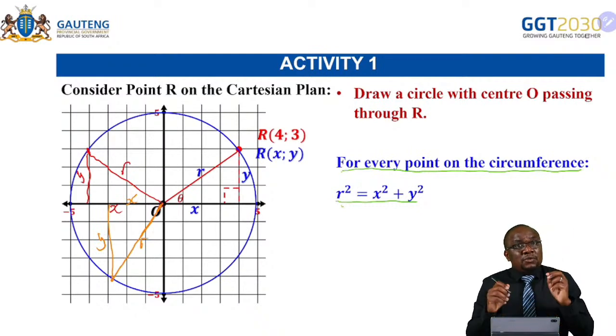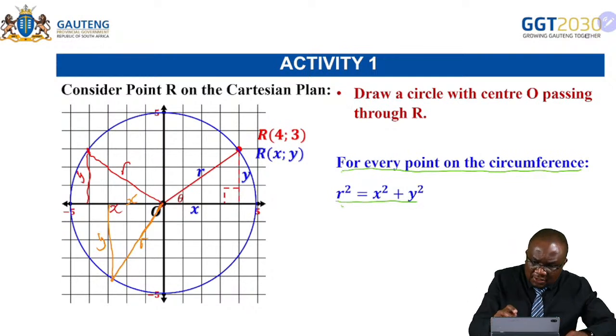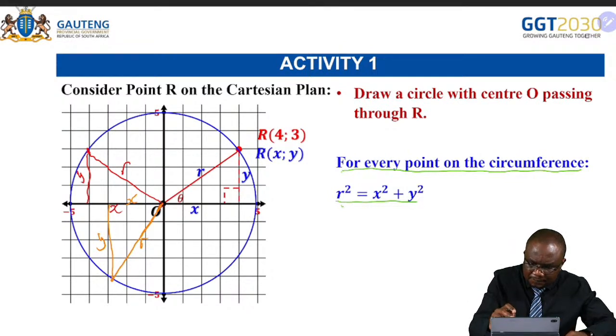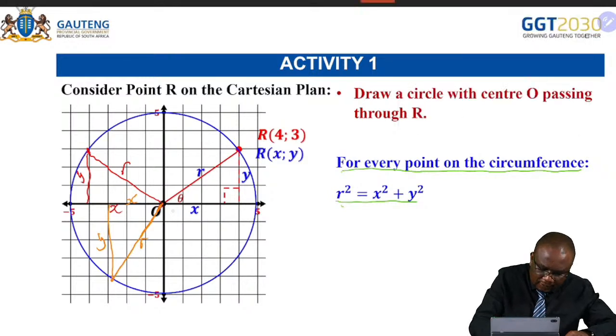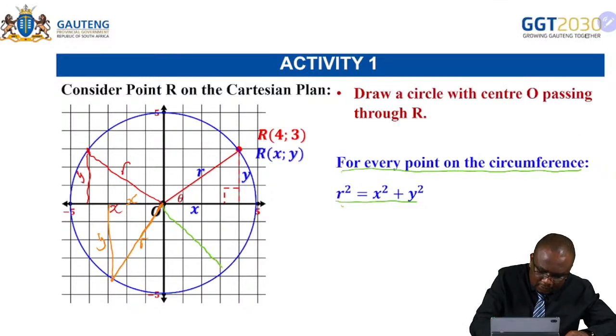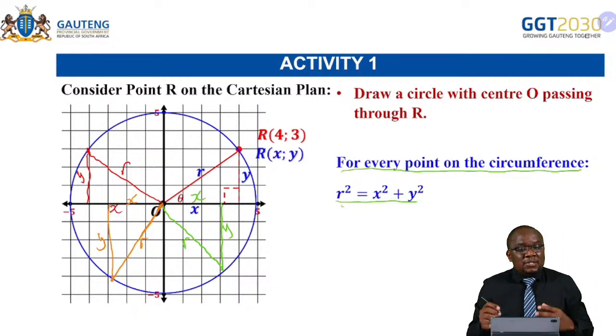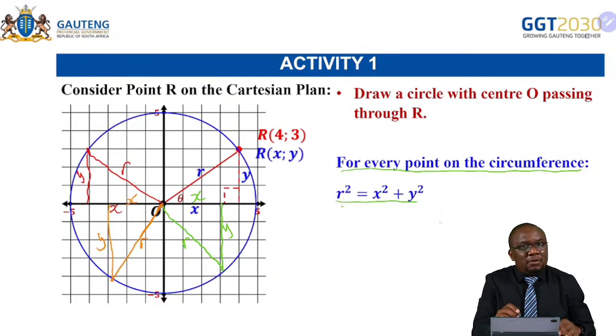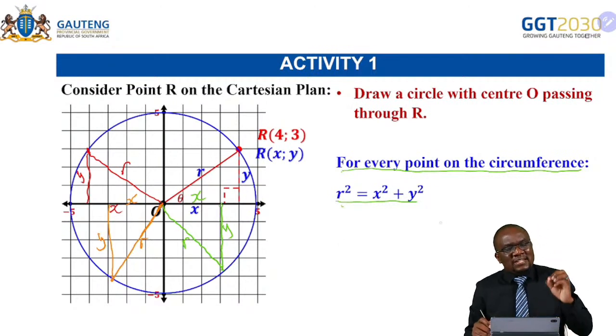R squared is equal to x squared plus y squared, even in quadrant 4. I'll show you how to draw this diagram nicely. You will never have problems, okay? R squared is equal to x squared plus y squared. So for every point on the circumference, r squared is equal to x squared plus y squared.